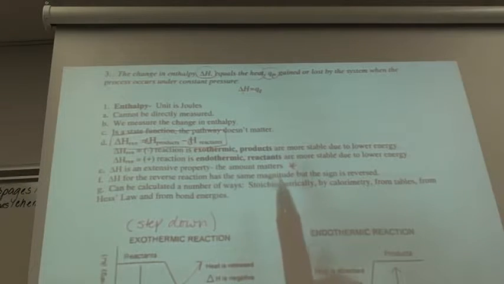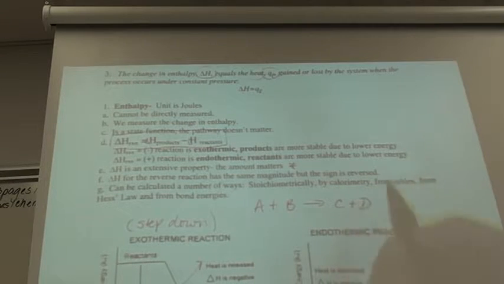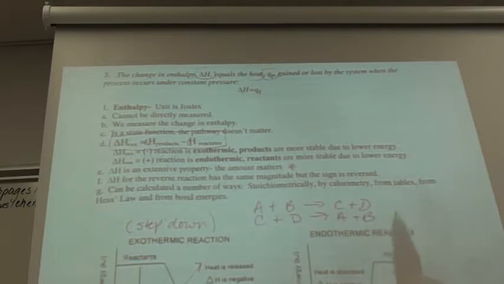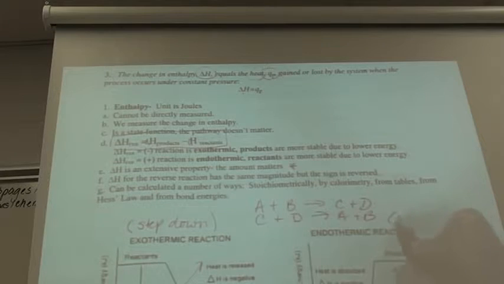Delta H for the opposite reaction. Here's my favorite reaction. If this is the delta H for this direction, then the delta H for this reaction will be the same in magnitude. That means the number is the same, but the sign is opposite. So if this is exothermic, this will be endothermic. To look at an endothermic graph, that's a step up. Heat is absorbed. Heat is going in. The reactants are more stable than the products.